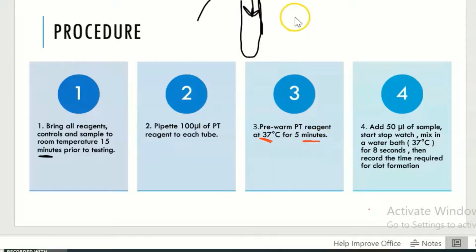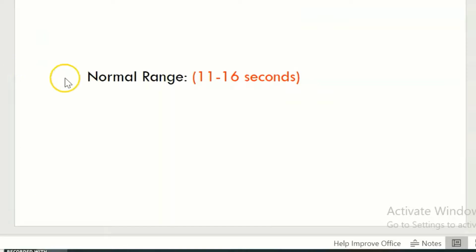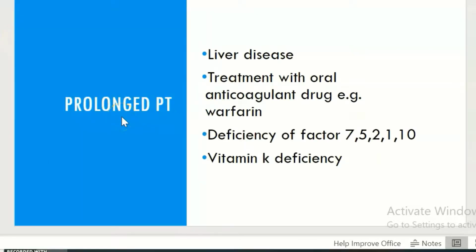After 5 minutes, add 50 microliters of plasma and start the stopwatch. Mix in the water bath for 8 seconds. Then record the time required for clot formation. The normal range of PT is 11 to 16 seconds. Prolonged PT.